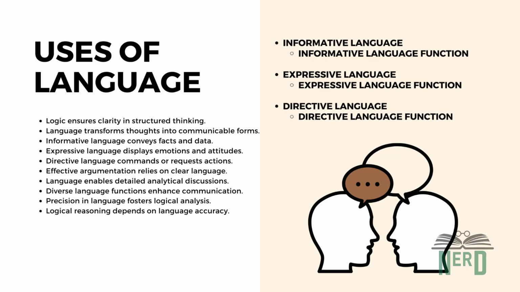Alright, let's chat about how language works with logic. Basically, logic is all about thinking straight, and language is how we dress up our thoughts. We need to express our thoughts in words so we can analyze them properly and avoid messing up our reasoning. Language is essential for turning our raw thoughts into arguments we can actually discuss. When we dive into the uses of language and logic, we come across three main functions: informative, expressive, and directive.